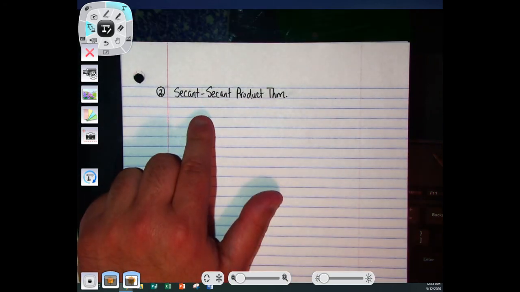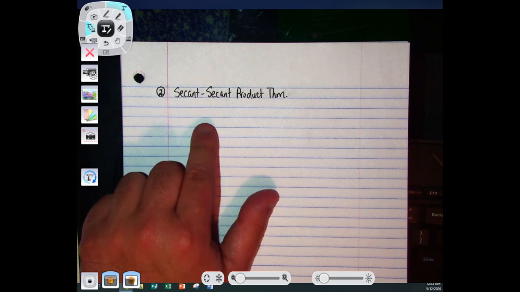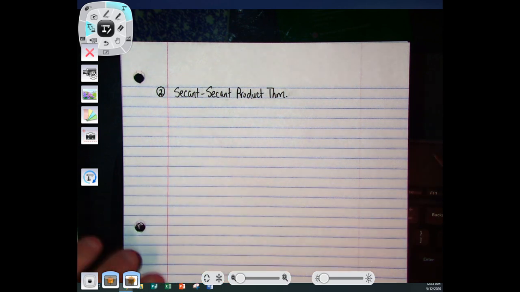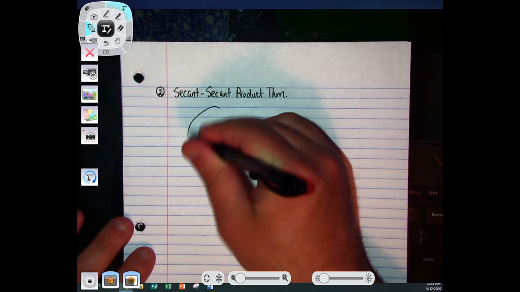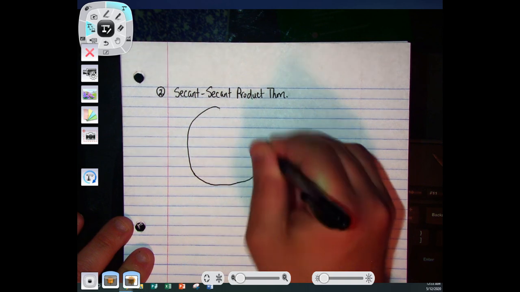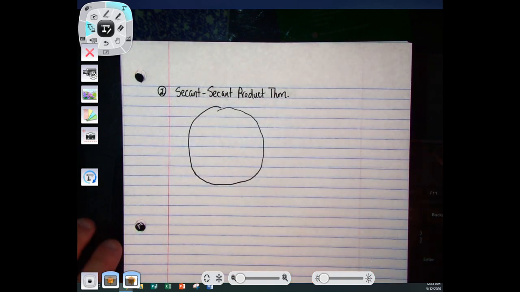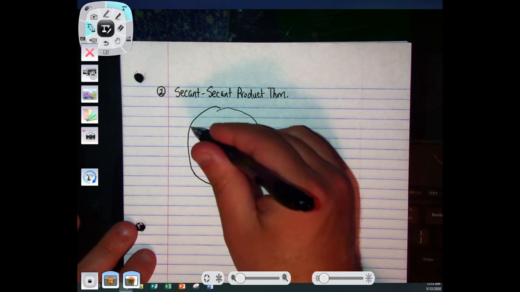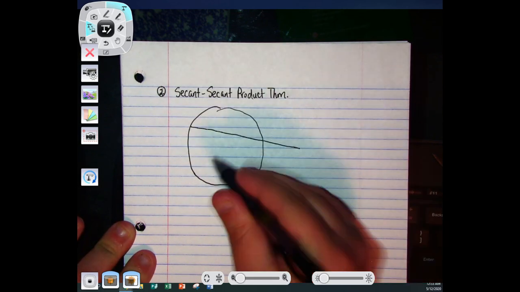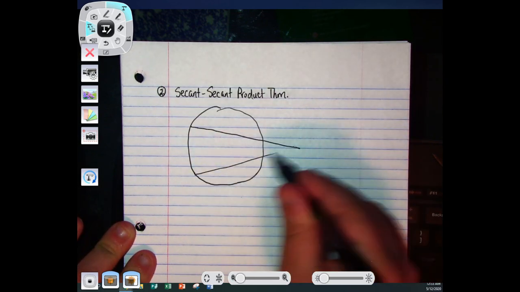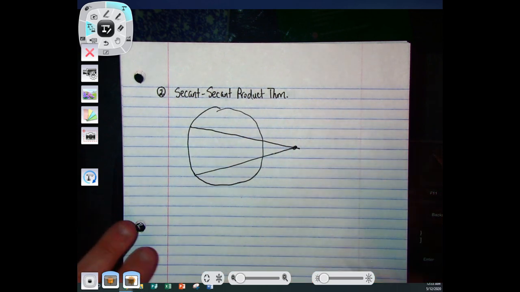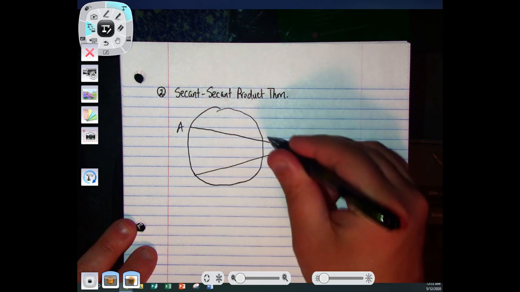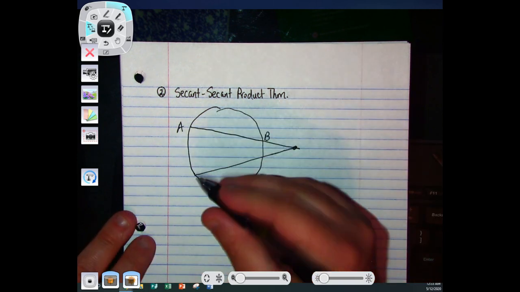The second theorem that we have is what's called secant-secant. When we talk about a secant, we're talking about a line that passes through the circle in two points. For example, if I give you this picture where we have two secants and they intersect at this point outside the circle, we call this A, B, C, D, E.